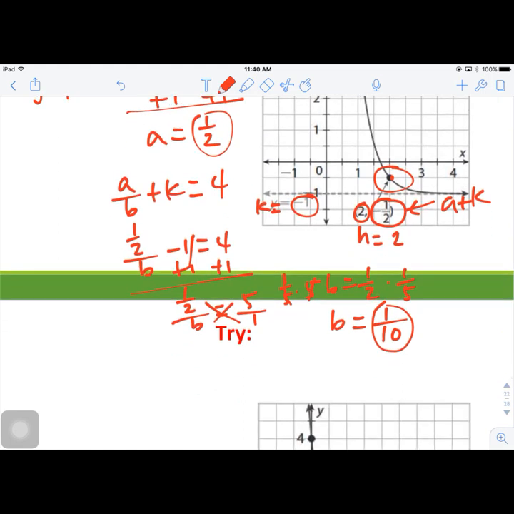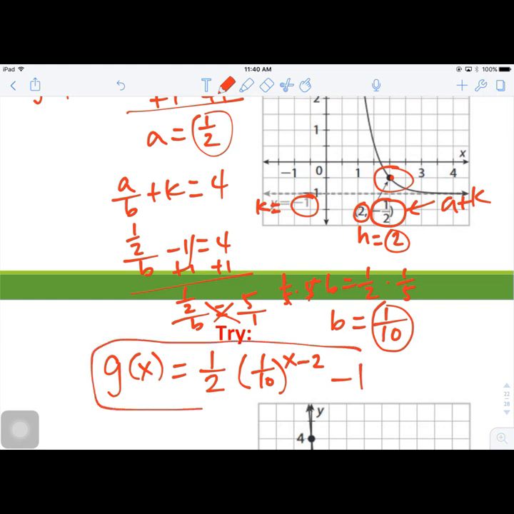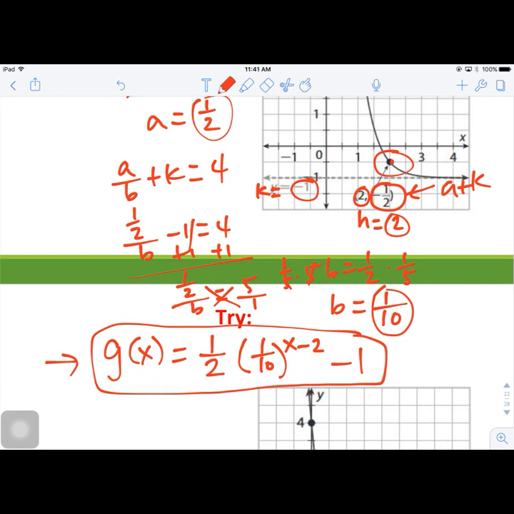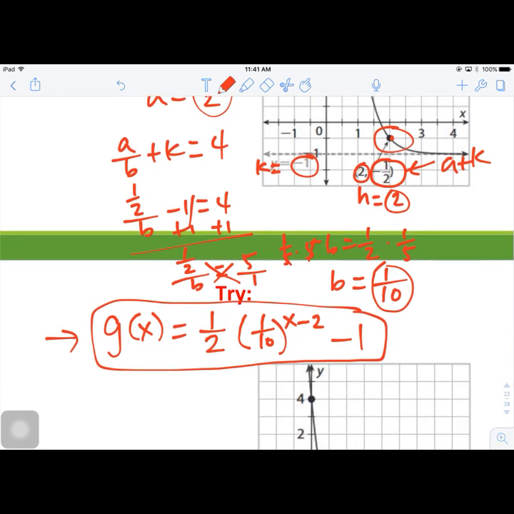So we have an equation, g of x is equal to a, which is 1/2 that we found, times b, which is 1/10, to the x minus h, that's going to be x minus 2, and then finally k is -1, and this is the final equation that produced the original graph. And you can go ahead and use decimals and substitute this equation in there to verify that we have the same graph. And just want to also point out that again we have the horizontal asymptote of -1 right there.